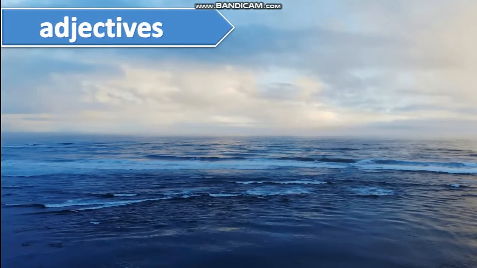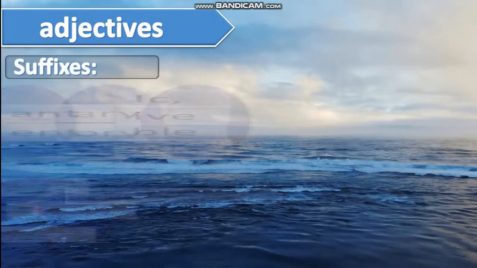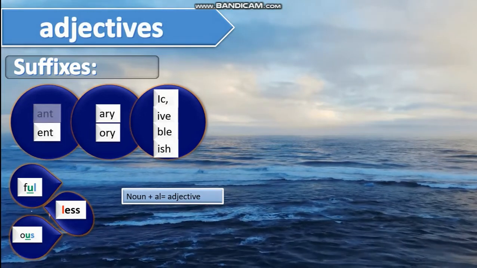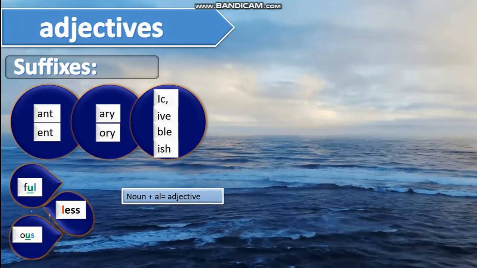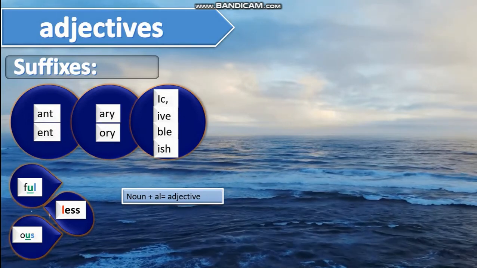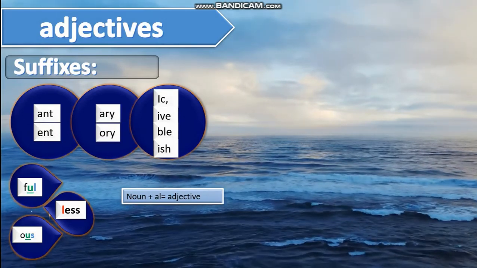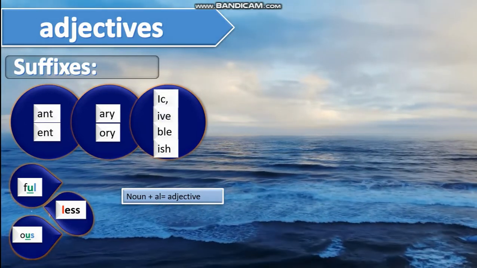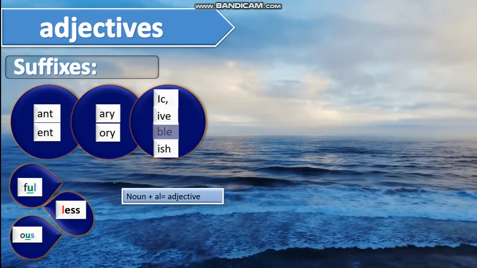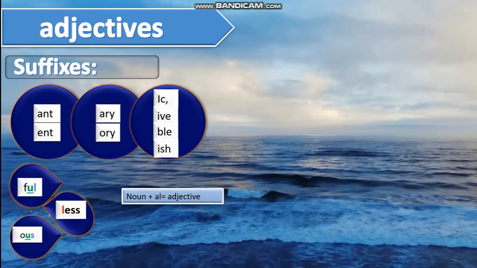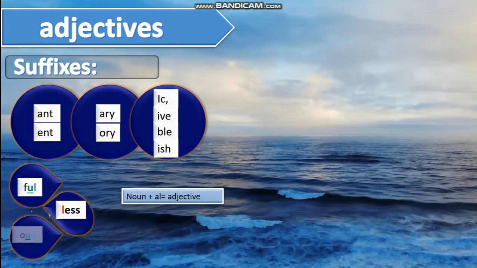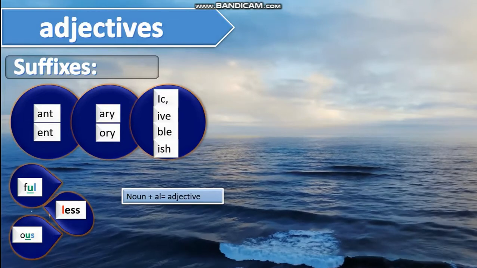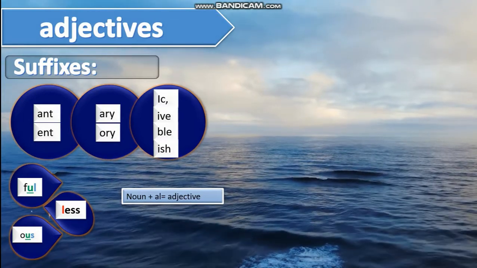Adjectives. These are the suffixes which can be added to words in order to be adjectives: ant, ary, ory, ic, ive, ble, ish, ful, ous, less. The word formed by adding the suffix al to a noun is an adjective.